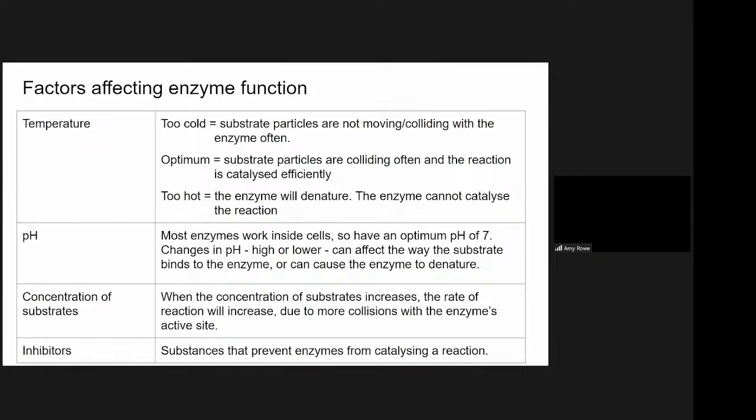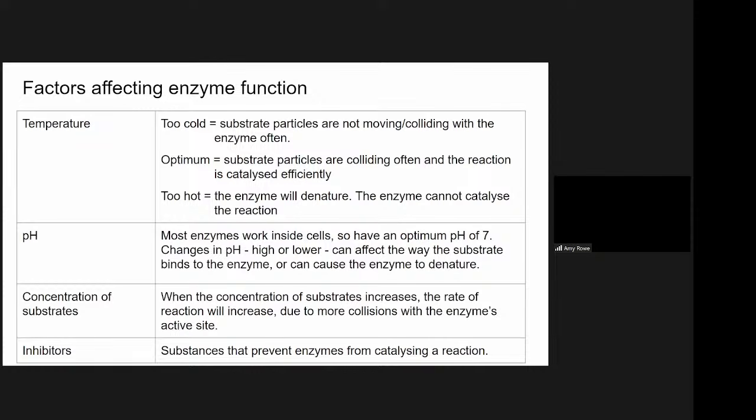Now, the reason that I wanted to go through the factors that affect enzyme function is it's rare that you would get a question that's solely about enzyme function. You'd often get this linked in with possibly respiration or another cellular process. And the reason why it's important is respiration and photosynthesis and mitosis are all enzyme-driven processes. So they all happen because of the action of enzymes.